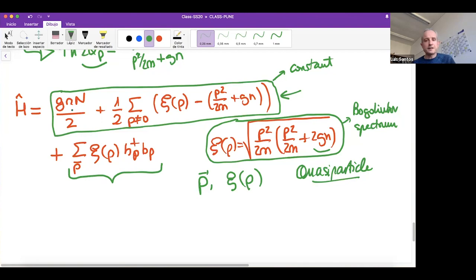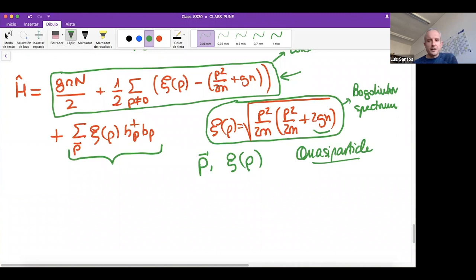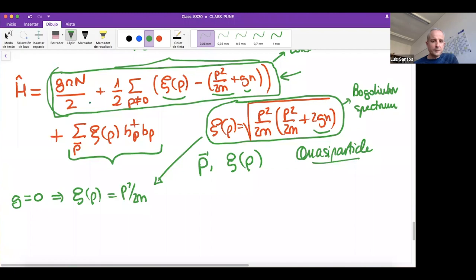So let me be concrete about that. What happens if we have no interactions? If we have no interactions, so if G is equal to zero, then this Cp is p squared over 2m. Then you can see directly from here that this quantity is equal to this quantity. This is zero, and this means that this whole term here is zero. So then you just have this term here, which is just the energy of the condensate without interactions.